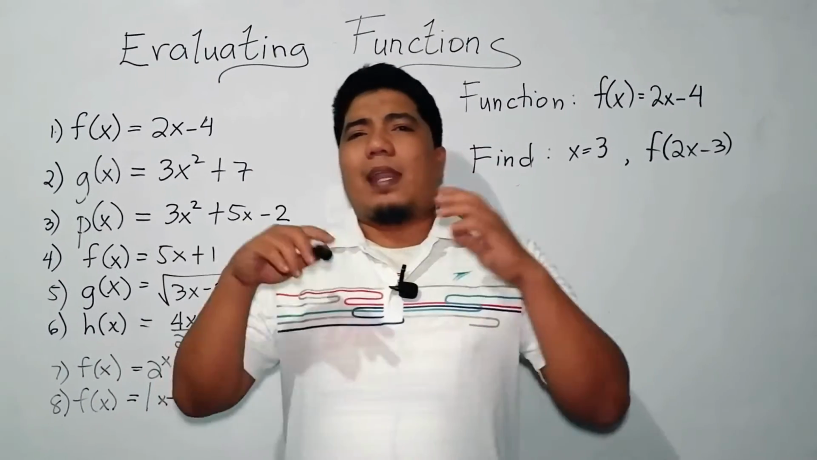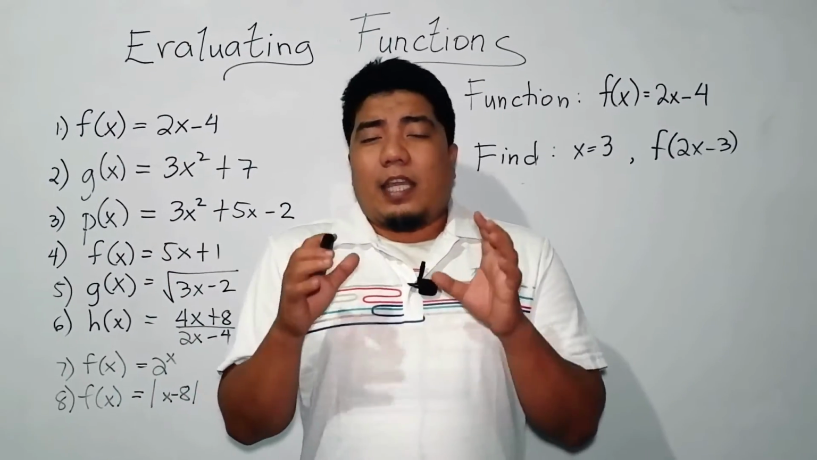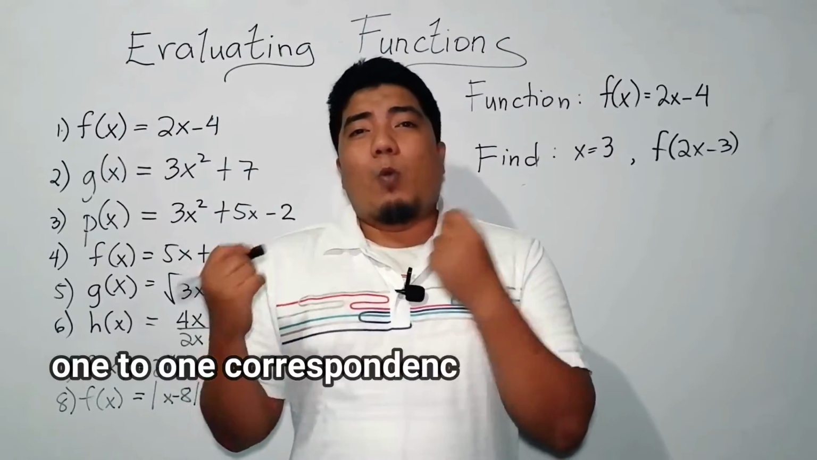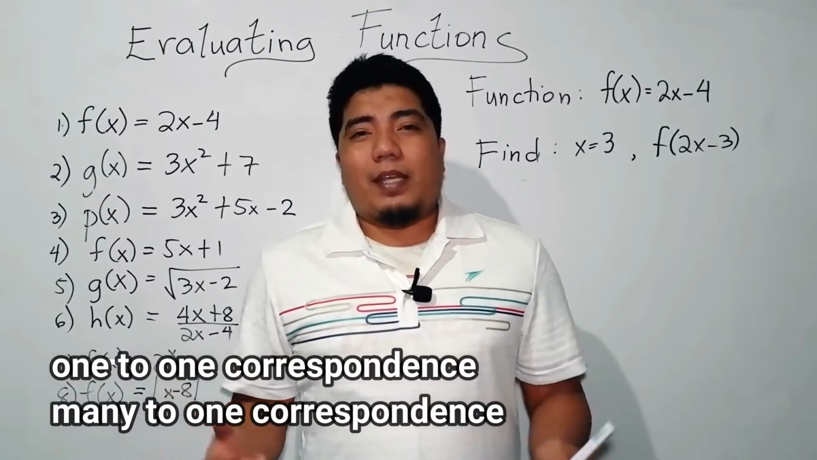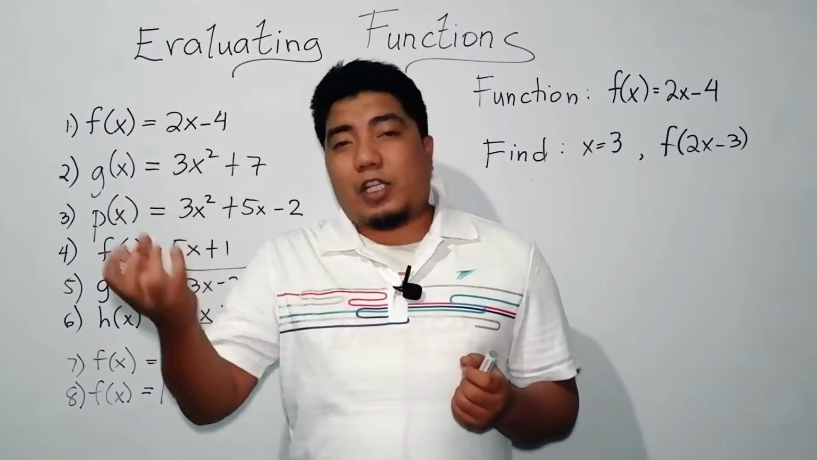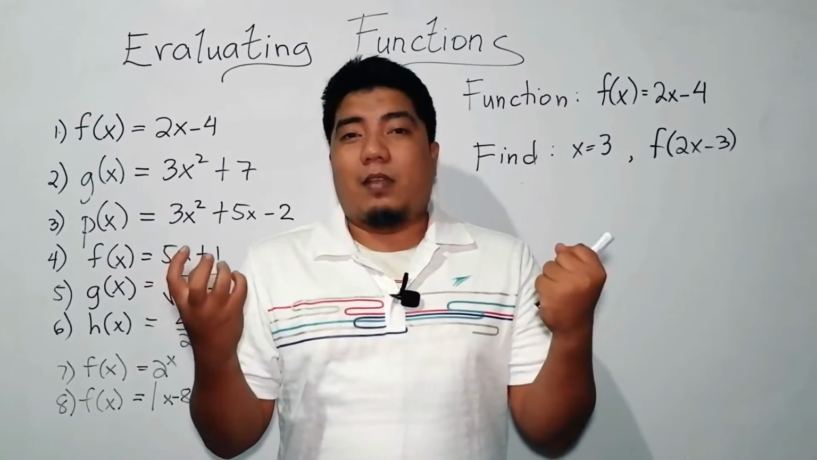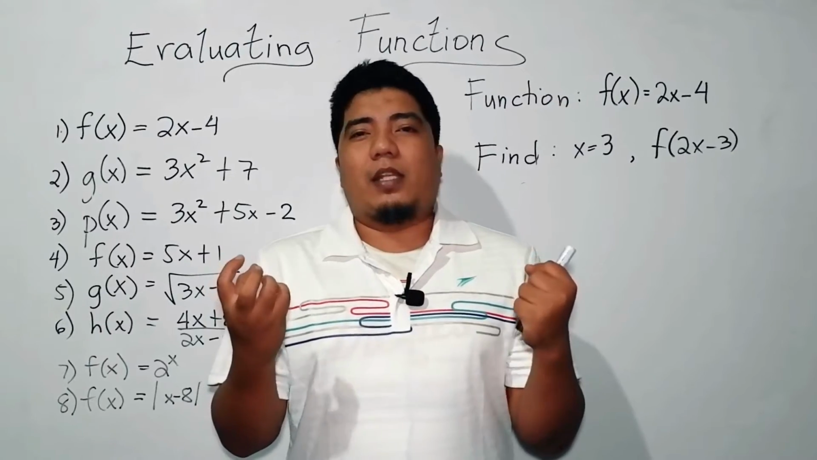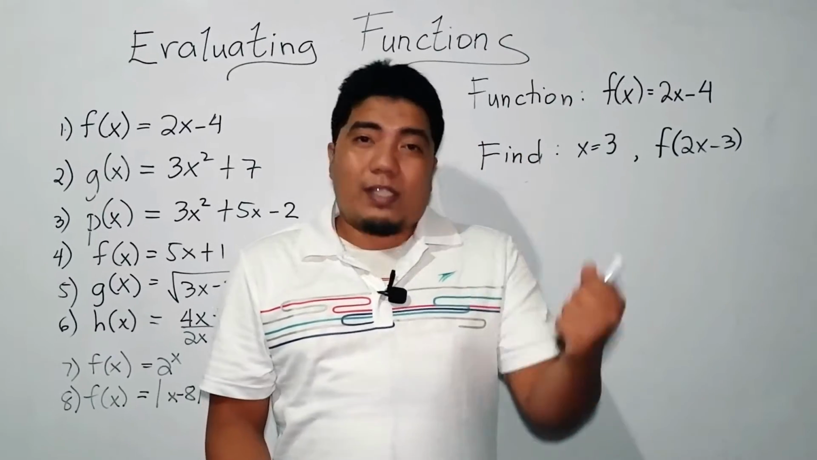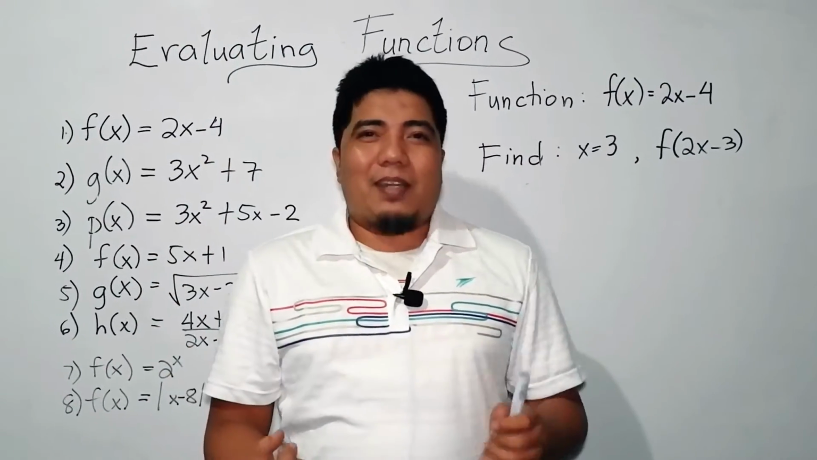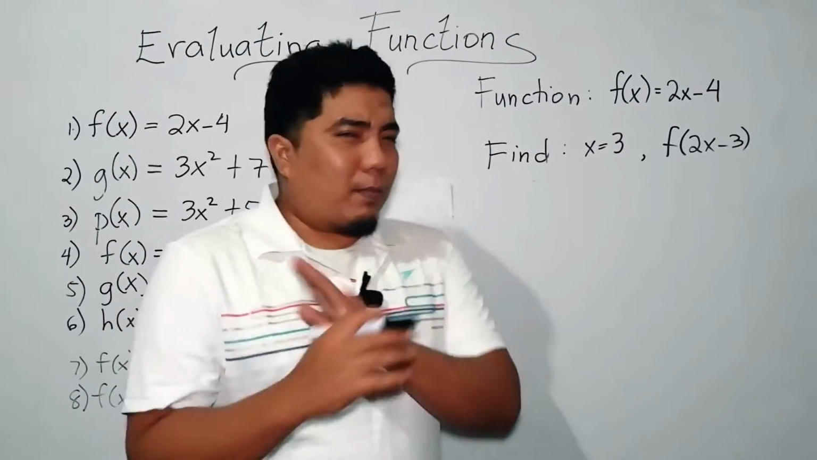Now, remember that in order for a certain equation to be a function, it should have what we call one-to-one correspondence or many-to-one correspondence. What do I mean by this? It means that there is only a certain value of x on which the value of y will be dependent. That is what we call one-to-one correspondence. Sometimes, there are a lot of values of x, but the value of y will still be the same. Meaning, there are a lot of domain, but there is only one range. That is what we meant by many-to-one.